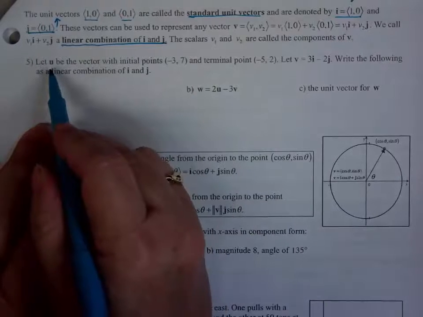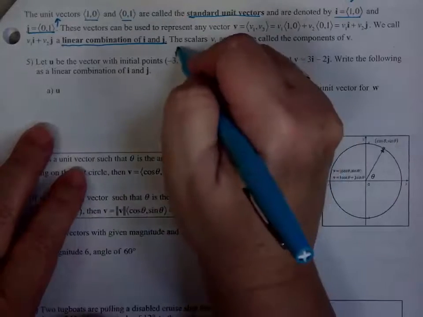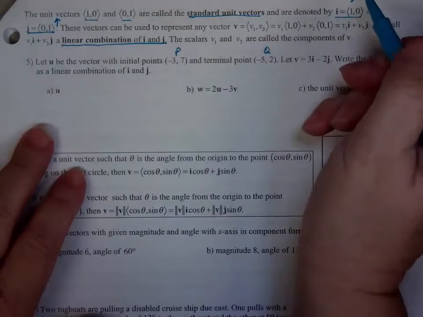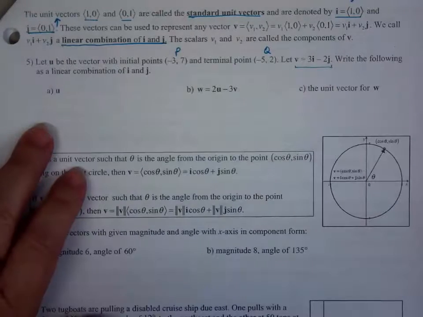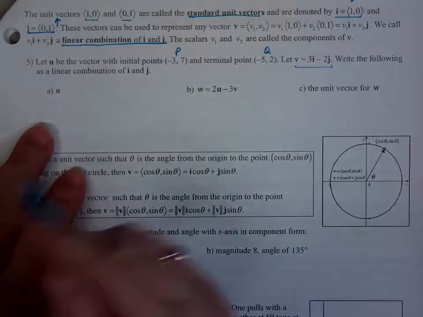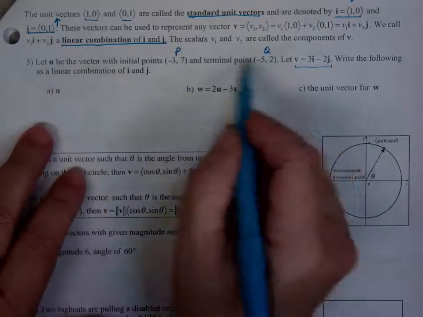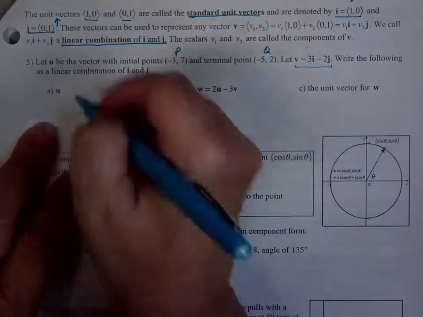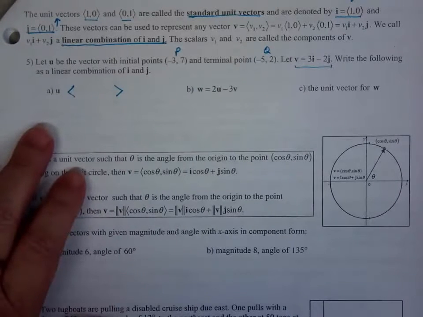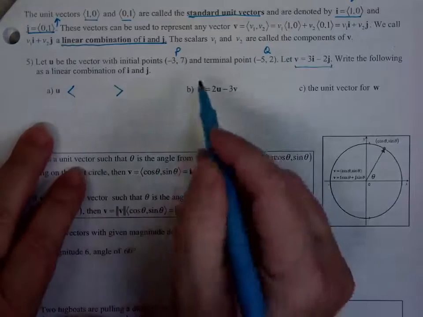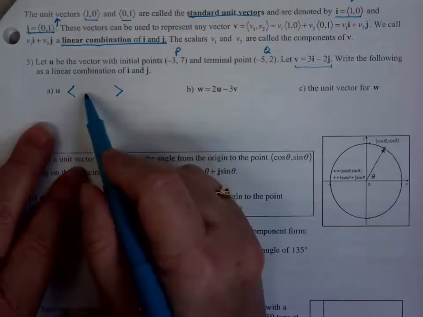So we have u, the vector with an initial point here and a terminal point here. So this is our p and this is our q. This is not in standard position. So v is already in linear combination form. So we're going to write the following as linear combination. So we're going to take u, which is the p, q together, put it into bird beak or the component form, and then we're going to write it in ij form. Okay? So we did this before our break. How do you find what goes here with the p and the q?